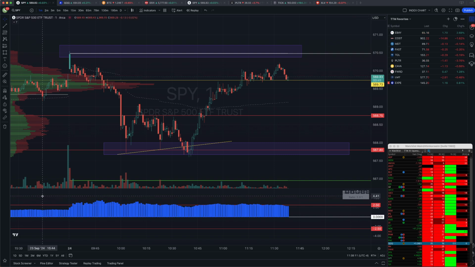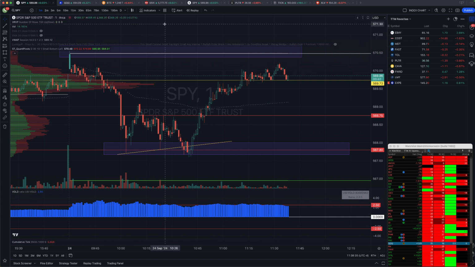So this VOLD indicator, if anybody wants to put that on their charts, it's a free indicator on TradingView, and it's just the VOLD ratio.